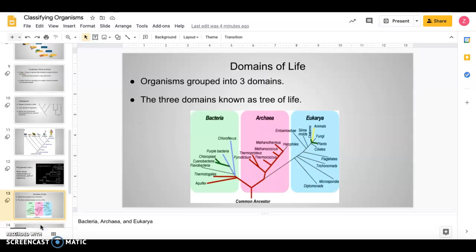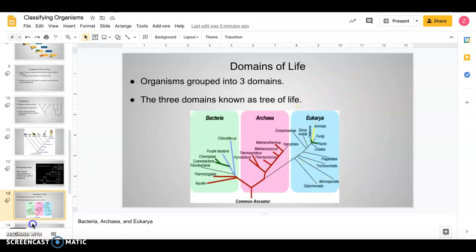Now let's talk about those domains of life we were talking about. Organisms are grouped into 3 domains. The 3 domains are known as the tree of life. We have bacteria. We've talked about bacteria before. Archaea. This one's a new one to you most likely. And eukarya.